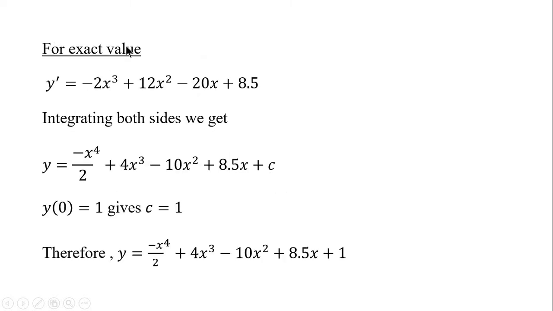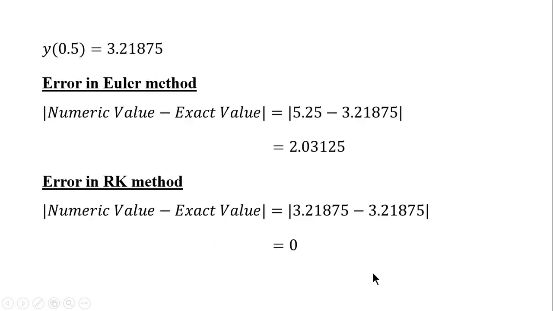For exact value, we have to solve this differential equation. dy by dx is minus 2x cube plus 12x square minus 20x plus 8.5, by integrating on both sides. Now to find out the constant, I am going to substitute the initial condition. After substituting x equal to 0, y equal to 1, we can compute the value of c, which is 1. Substituting this in our solution, this is the analytic solution which we get. To compute the error, I am going to put x equal to 0.5 in the analytical solution just obtained.